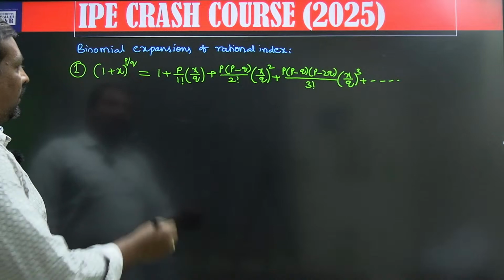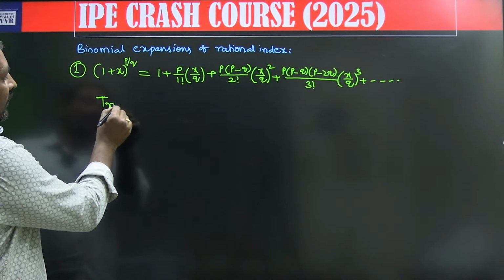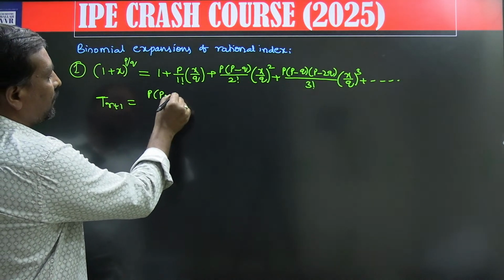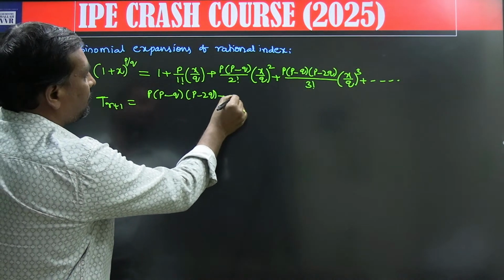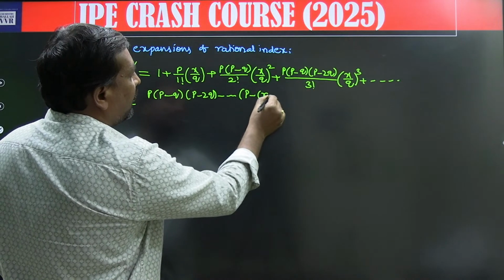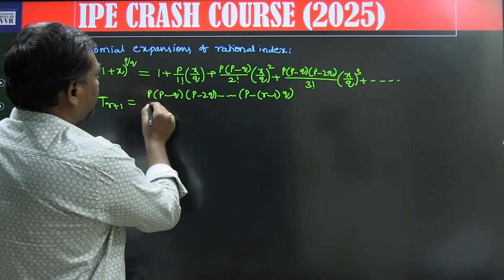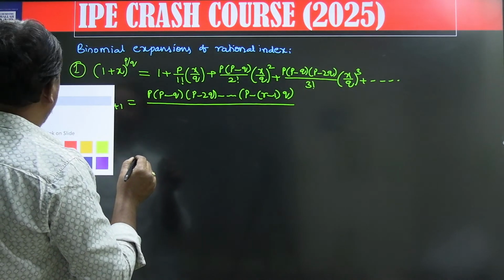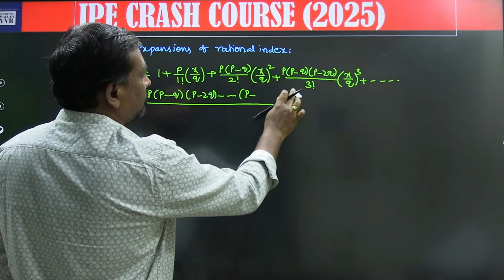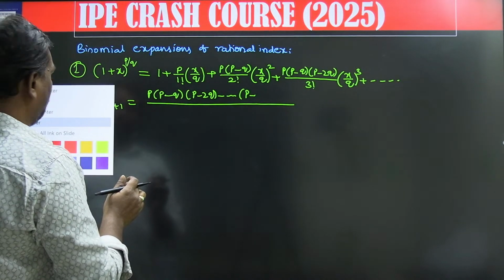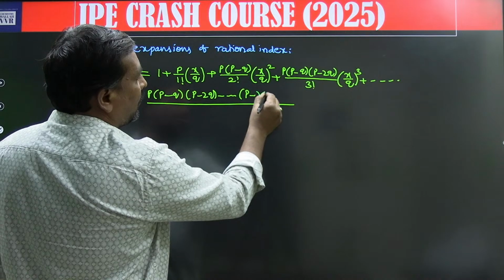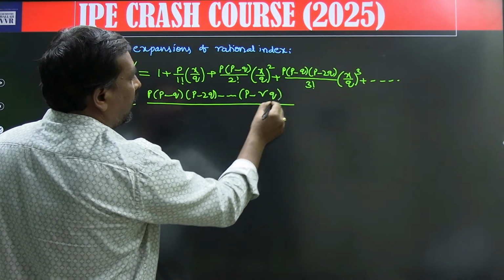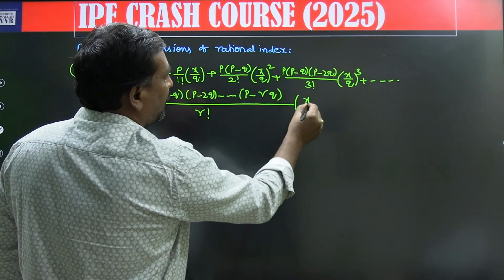In this one, the general term T(r+1) is p(p − q)(p − 2q) and so on up to (p − (r − 1)q), divided by r! into (x/q) whole to the power of r.